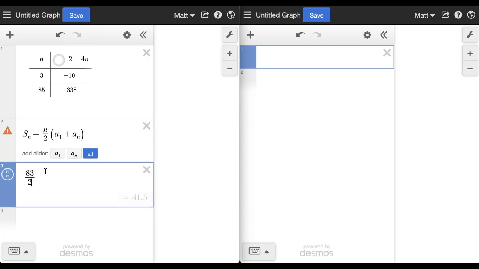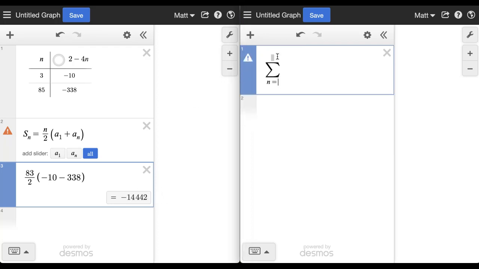So it's going to be 83 over 2. 83 is the total number of terms, multiplied by a sub 1 plus a sub n. So the total sum should be this number right here, -14,442. Let's just double check to make sure we're not crazy. So 3 to 85, then we have 2 minus 4n. There we go. It matches. All right, that is number 39. On to number 40.